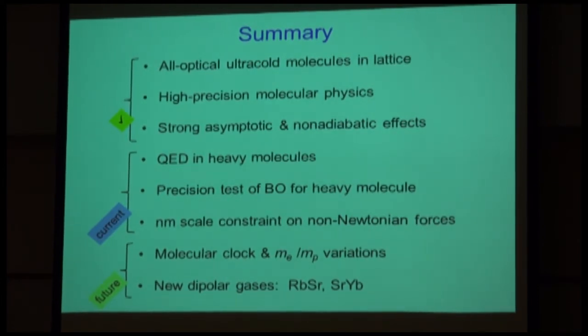asymptotic physics. Now we are working on getting better leverage on the QED contributions and the Born-Oppenheimer approximation for the molecular clock and constraints on potential nanometer scale mass-dependent interactions. Thank you.